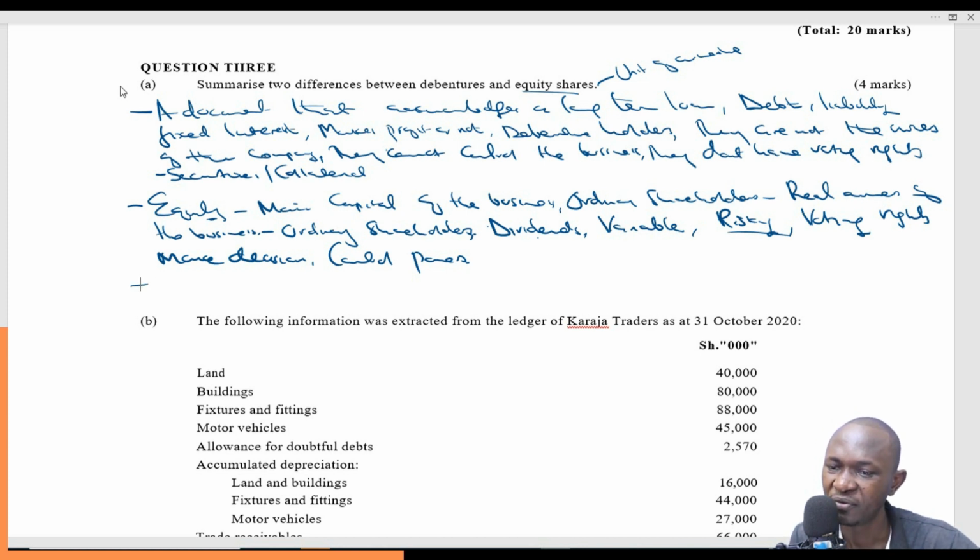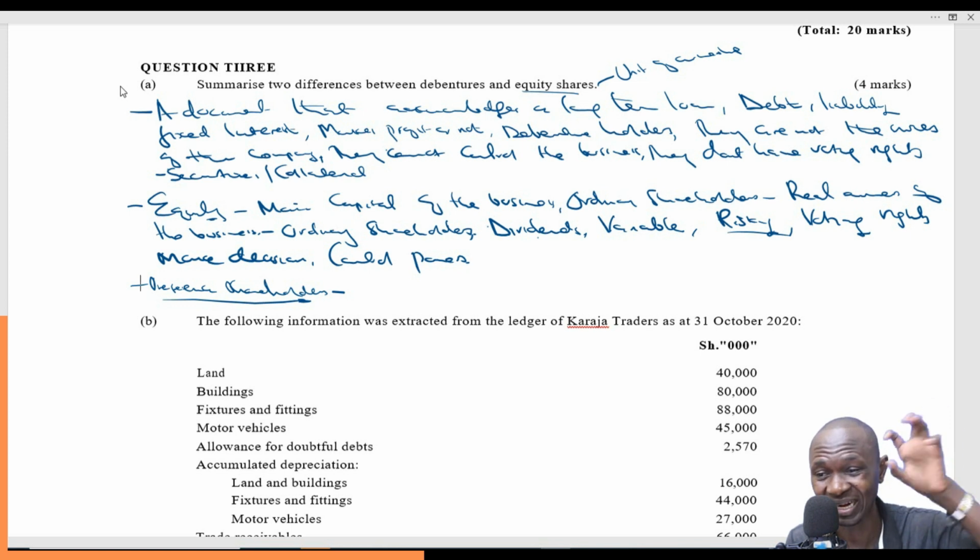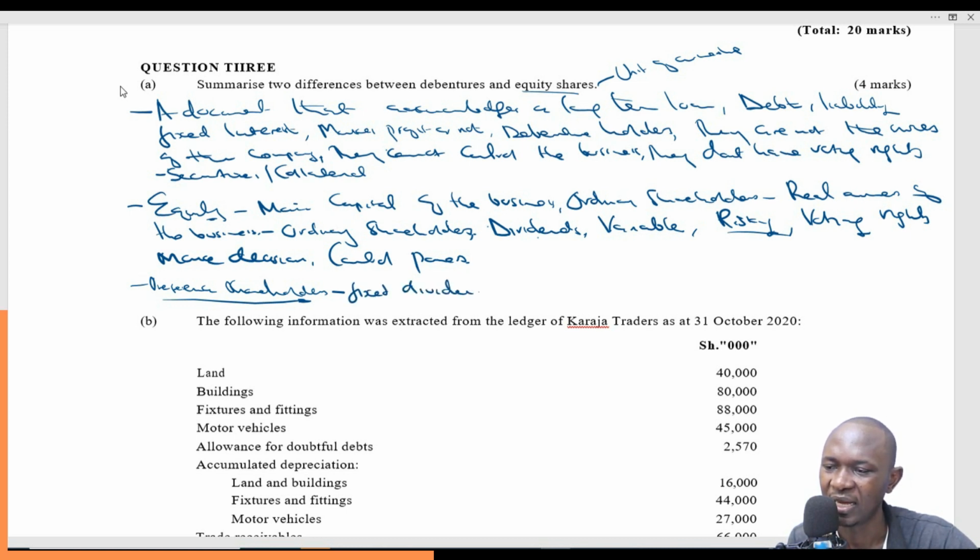So we also have preference shareholders, but I'm not talking about preference shareholders. Preference shareholders also have allowed their money to be used in the business. They are part of the shareholders, but these ones are a bit different from the equity because they don't form part of the real core capital of the business. Of course, they also earn fixed dividends, unlike the ordinary shareholders who earn variable dividends. They have no voting rights, and they are not as risky as the ordinary shareholders.